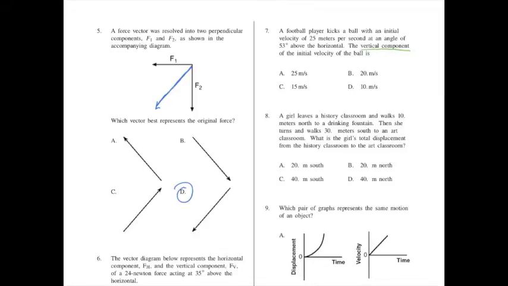Now we're up on number 7, same idea. This time we're looking just for the vertical component of the initial velocity. A_y is equal to A sine theta. We plug and chug. A, our vector, is 25 meters per second. Our angle is 53 degrees. Multiply 25 times sine of 53 degrees, and you should get 20 meters per second.